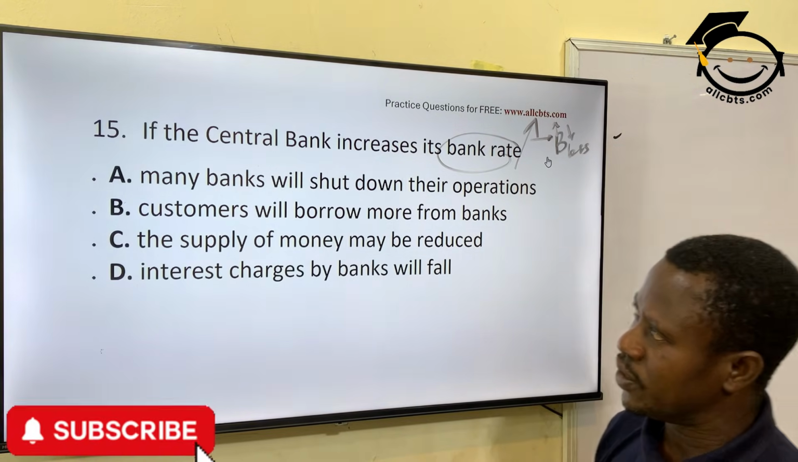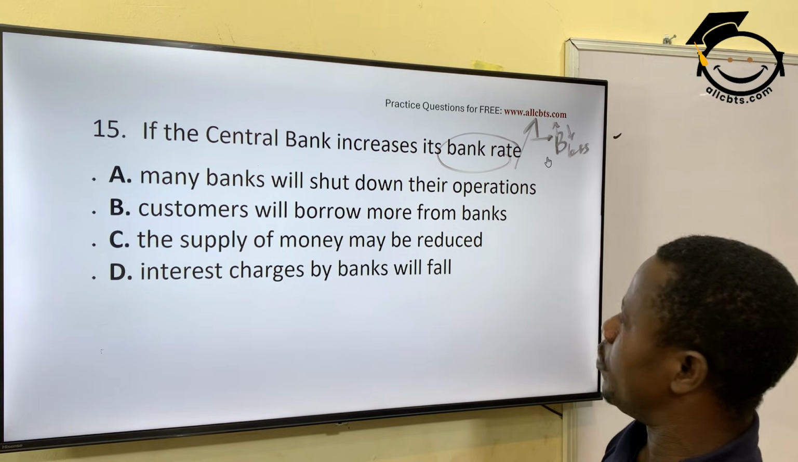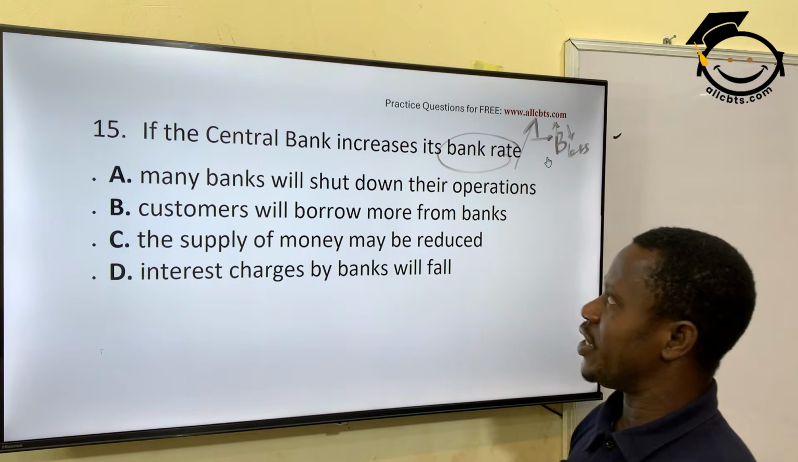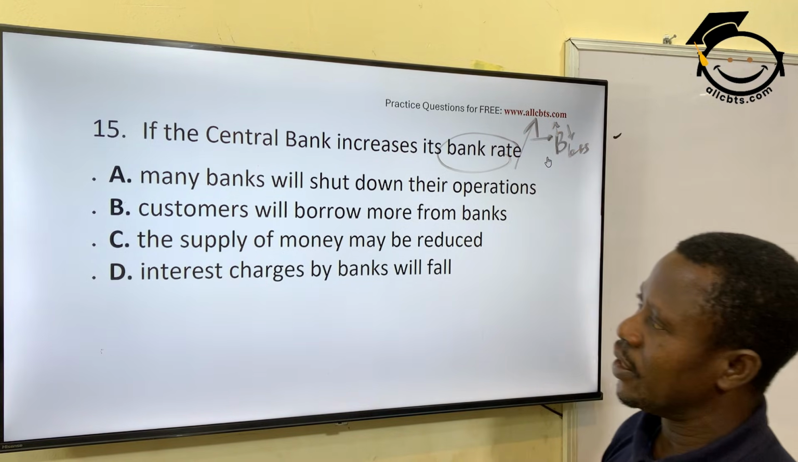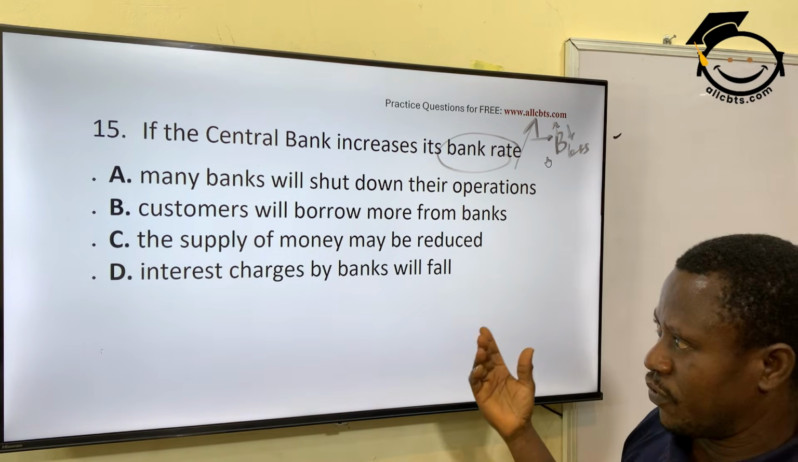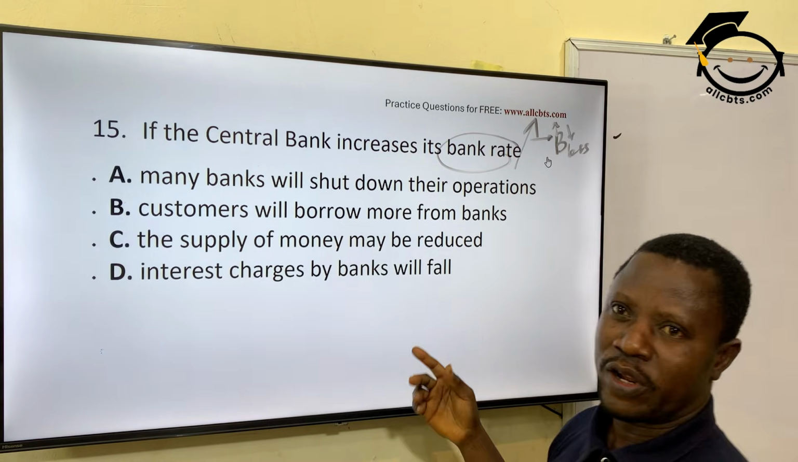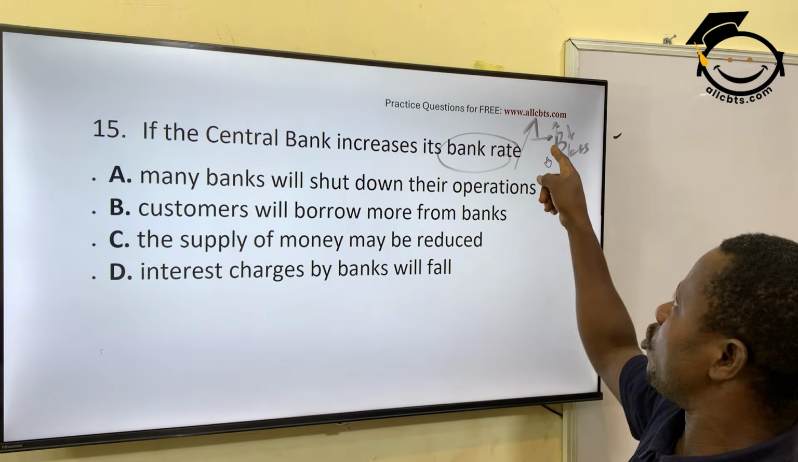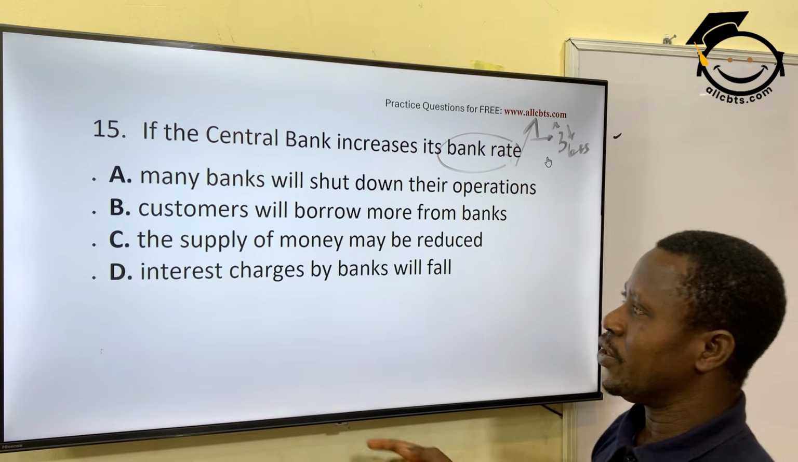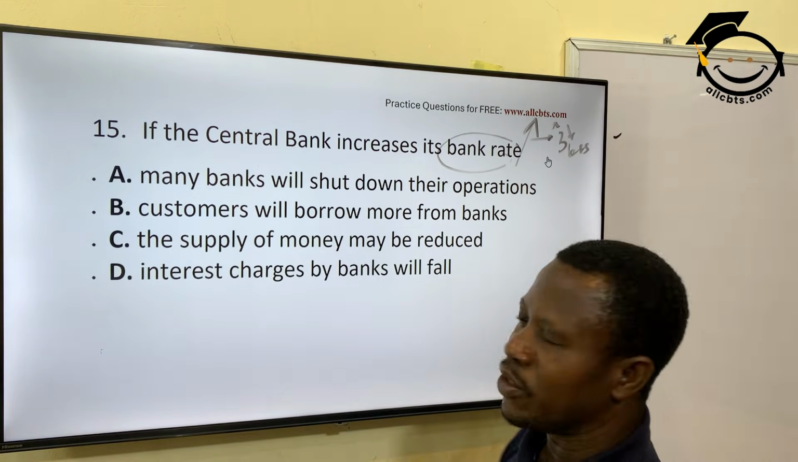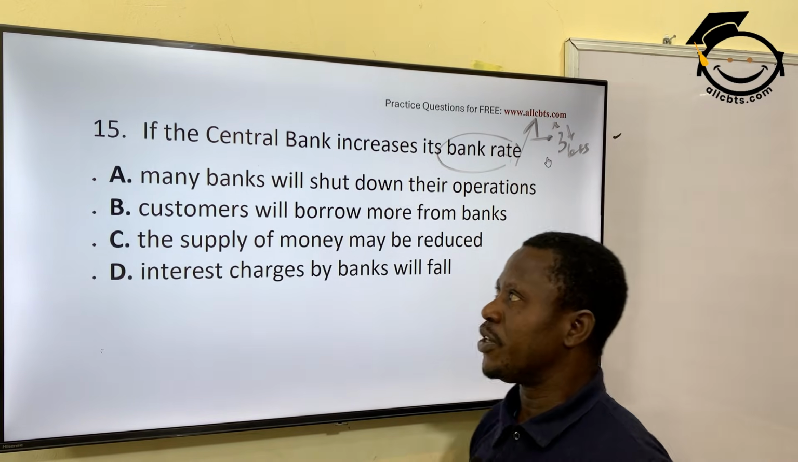Let's see, what's the option saying that? Many banks will shut down their operation. No. Customers will borrow more money? They can't borrow because the rate is very high. So people will not want to borrow at that rate. The supply of money may be reduced, of course. Interest charges by banks will fall? It cannot fall, it has already gone up. A bank cannot be collecting higher rates and be collecting at falling rates. It's not possible. So the answer is what? The supply of money will reduce.